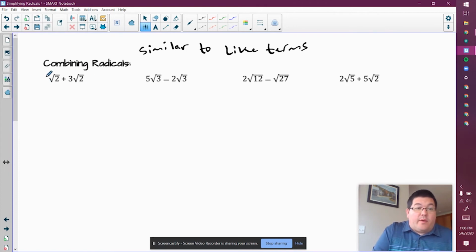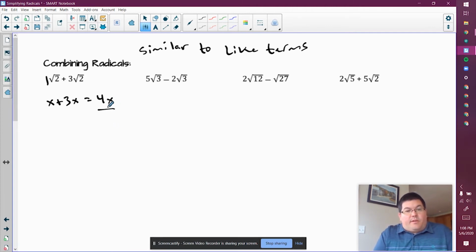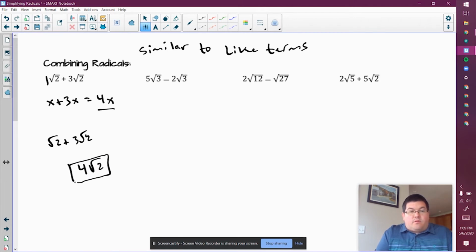For example, here you have 1 square root of 2 plus 3 square roots of 2. Well, if this was something like 1x plus 3x, we would feel perfectly fine combining our coefficients and leaving the variable in place, and the concept remains the same with radicals. If you have 1 rad 2 plus 3 rad 2, well, that's just going to be 1 plus 3 or 4, and then we leave the square root of 2 in place. We have 4 square roots of 2.